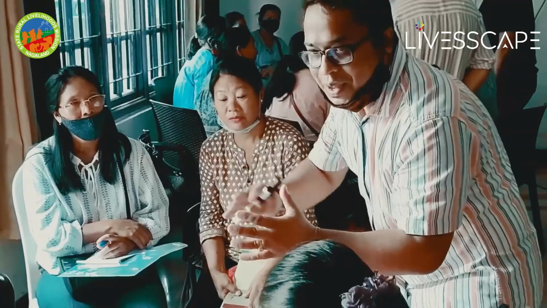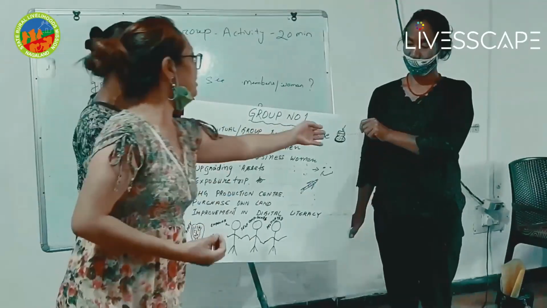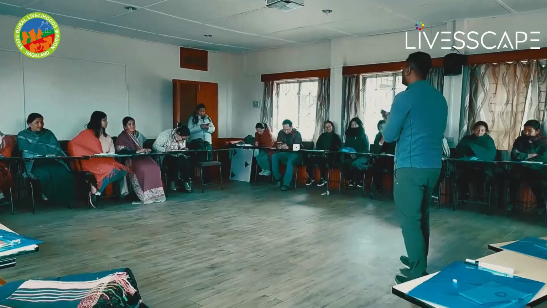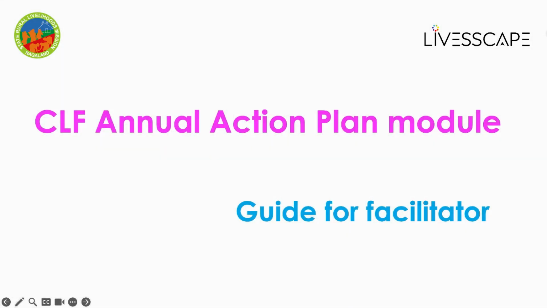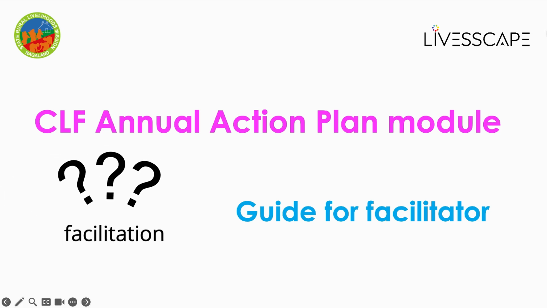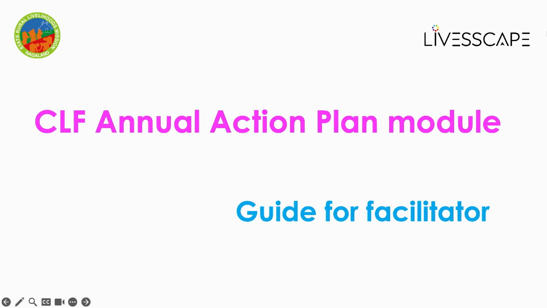Welcome back to this training module, in continuation of the series of do-it-yourself videos for facilitators who are facilitating the cluster level federations. After the visioning and after the village level planning, this is the CLF level annual action planning module, which will tell you how to facilitate the CLF level annual action plan preparation. This video will help as a guide whenever you go and facilitate such a meeting in the CLF. So let's begin with this module.